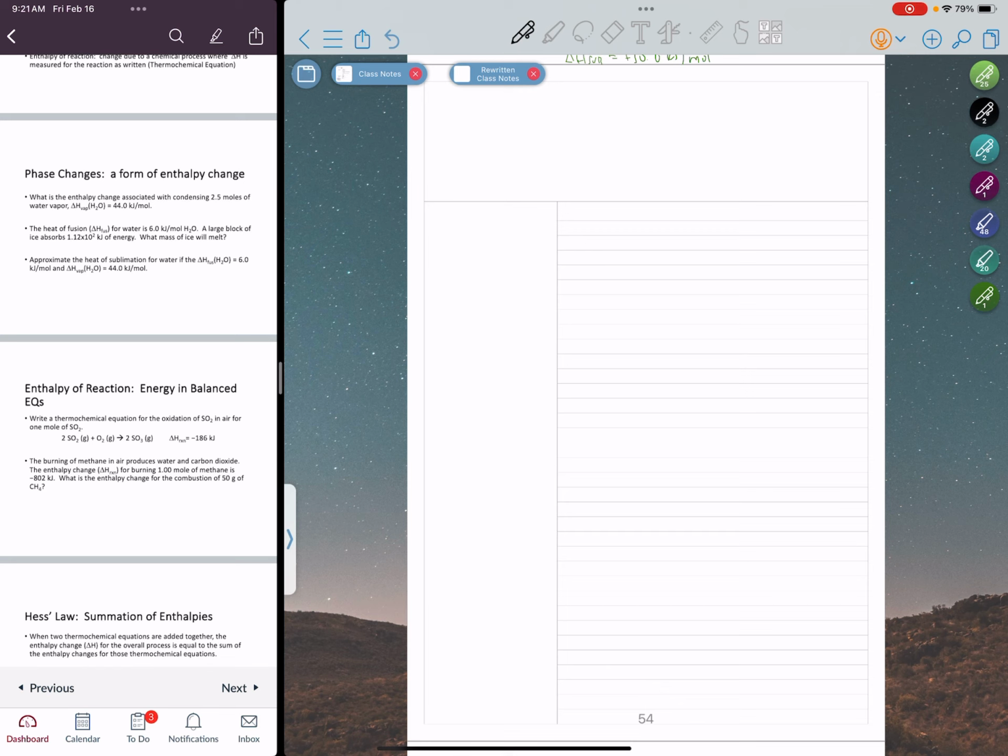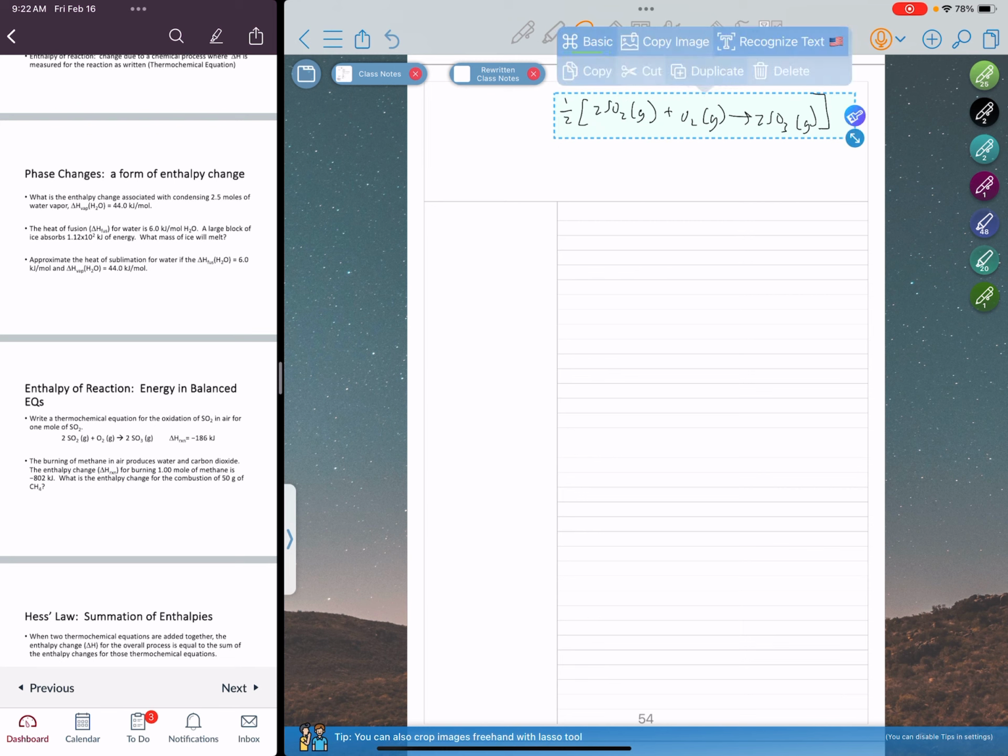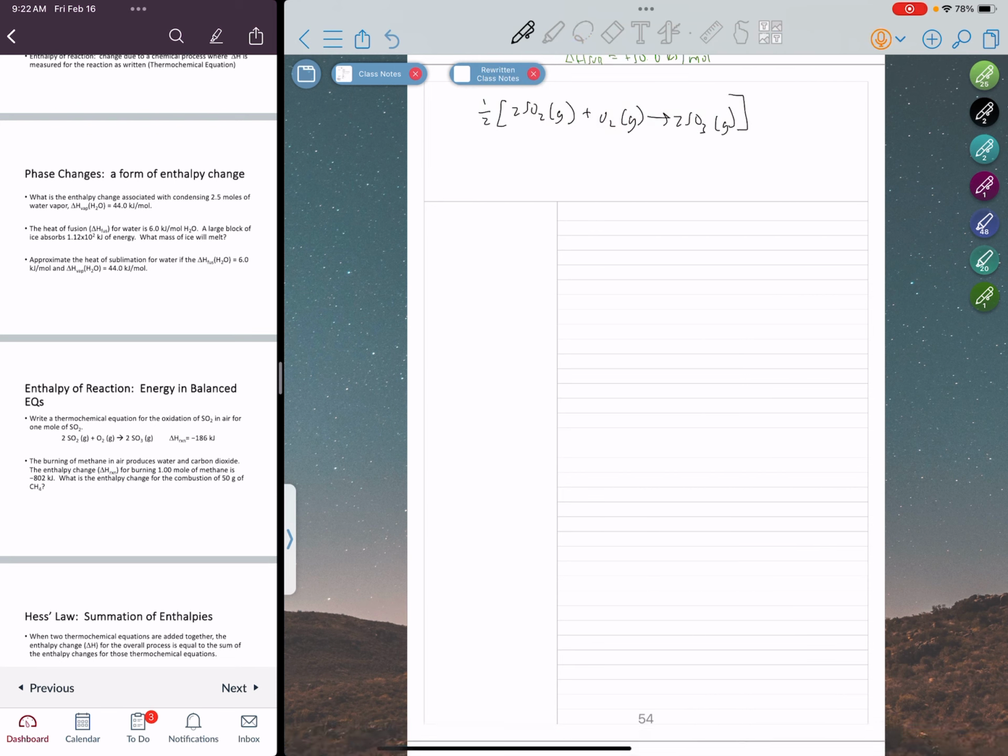if my equation is cut in half, what's going to happen to my energy change? If I cut it in half, they're proportional. So my delta H is now one half of its original value. What does my thermochemical equation look like? Well, if I distribute my one half throughout this equation, I'm now going to have one mole of SO2 reacting with half a mole of oxygen, giving me one mole of SO3, and my delta H for that reaction is going to be negative 186 kilojoules over 2. Negative.